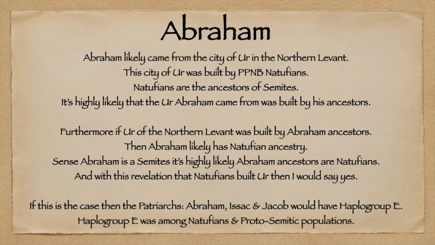This city of Ur was built by pre-pottery Neolithic B Natufians. Natufians are the ancestors of Semites. Therefore, it's highly likely that the Ur Abraham came from was built by his ancestors. Therefore, if Ur of the northern Levant was built by Abraham's ancestors, then Abraham likely was of Natufian ancestry. Since Abraham is a Semite, it's highly likely Abraham's ancestors are Natufians. And with this revelation that Natufians built Ur, then I would say yes. If this is the case, then the patriarchs, Abraham, Isaac, and Jacob, would have haplogroup E.